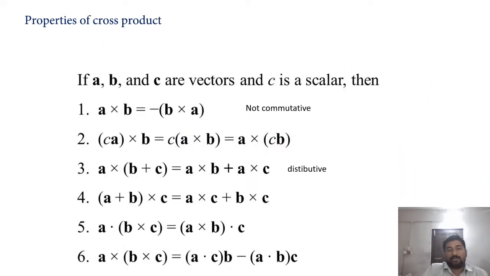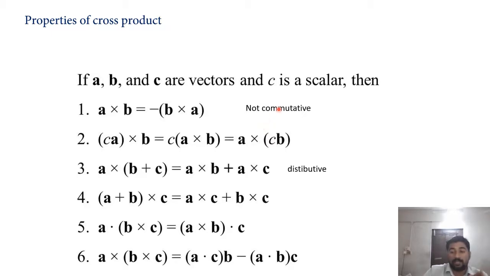So what are the properties of cross products? If A, B, C are vectors, note that capital letters mean it is a vector, and c not in bold means it is a scalar. Then what are the properties? A cross B is equal to minus B cross A. Note that in the previous slide, in the dot product, you have A dot B equal to B dot A, but here a minus sign came. So A cross B is not equal to B cross A. That means it is not commutative.